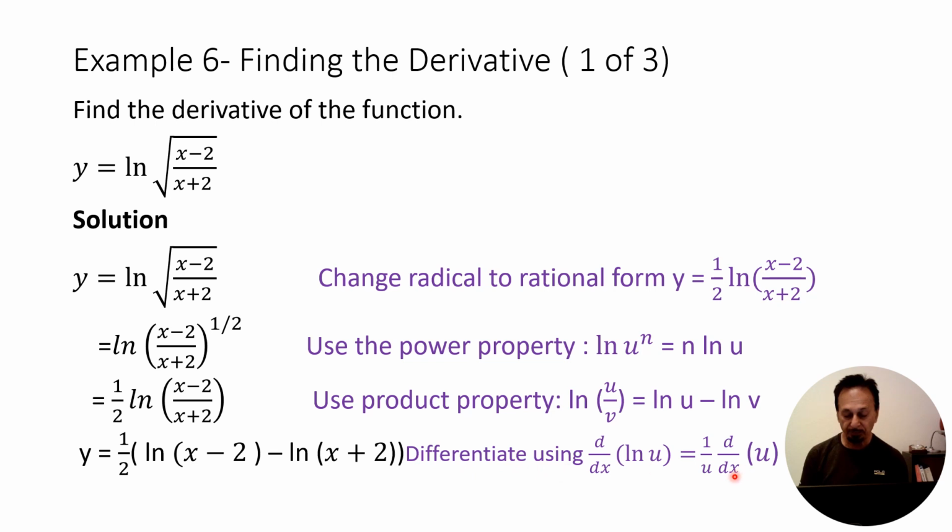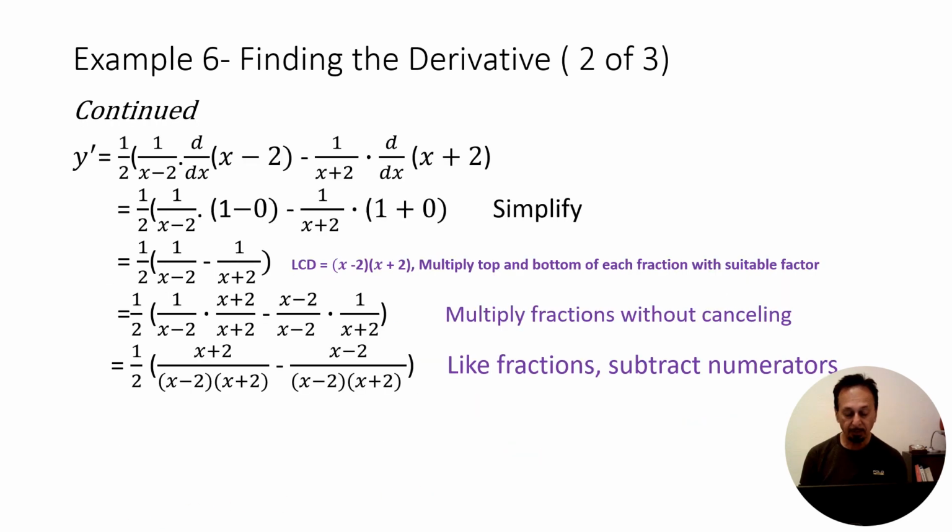Now we're going to differentiate using d over dx of log of u is equal to 1 over u du over dx. So the first one, we have 1/2, so that'll be 1 over x minus 2 d over dx of x minus 2, minus 1 over x plus 2 d over dx of x plus 2.